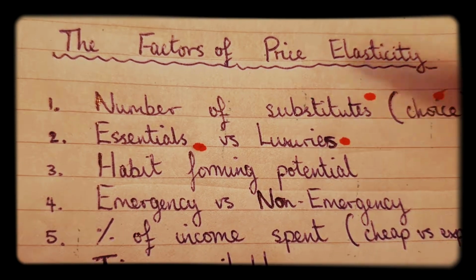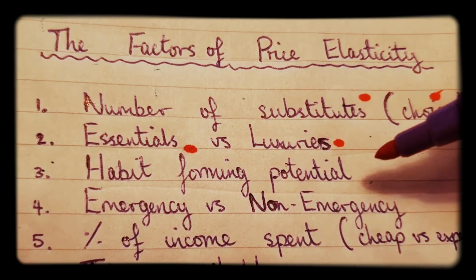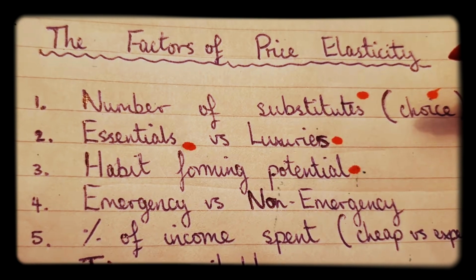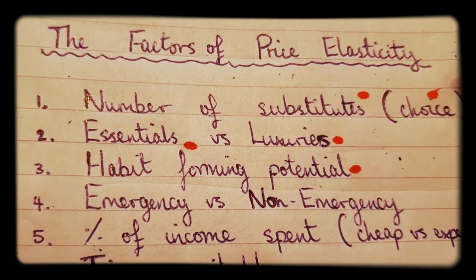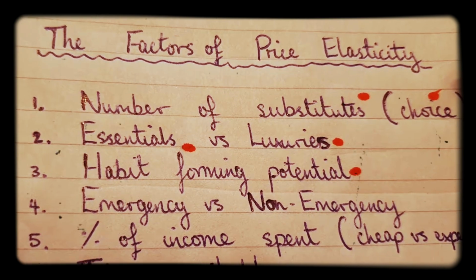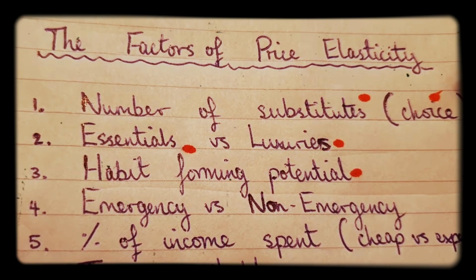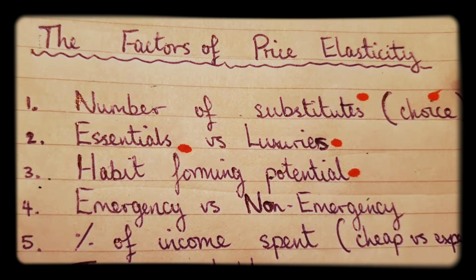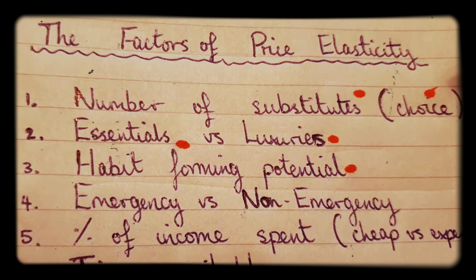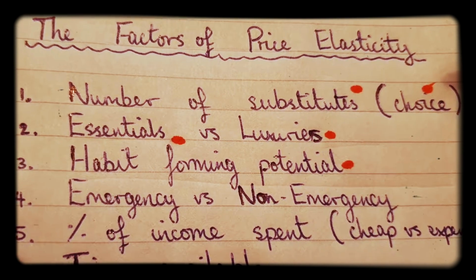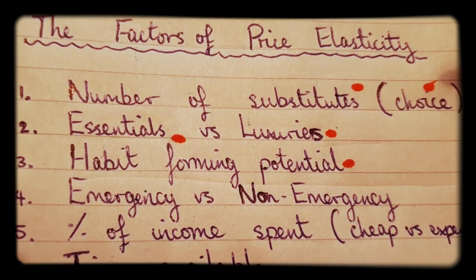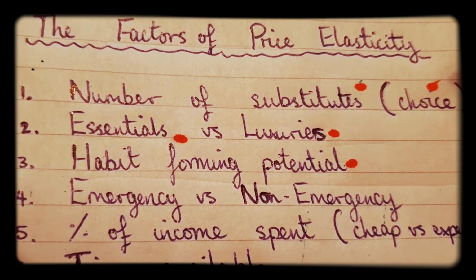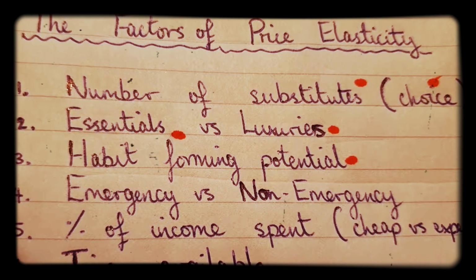Okay, so number 3 is the habit forming potential of a good. This is particularly the case with addictive drugs like cigarettes, alcohol and other illegal substances. If there is habit forming potential with a particular good, then people are going to be price inelastic. They're going to be very insensitive to the price. They'll pay whatever it takes to get what they want.